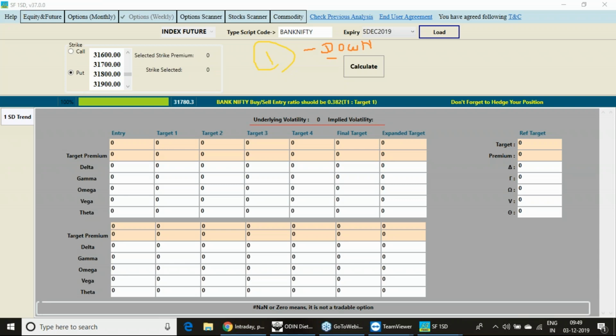Once a downtrend breakout has come, you should trade in put option buy if you are a buyer of an option. If you are a seller of an option, you can sell call options. So buying of a put option is advisable, or selling of a call option is also advisable. That is what this says. Now 850 below you have a downtrend.